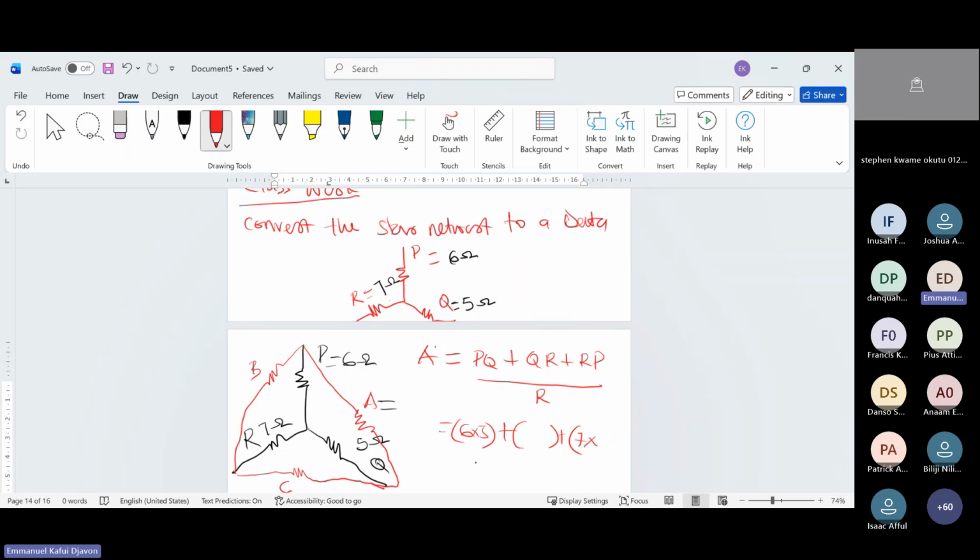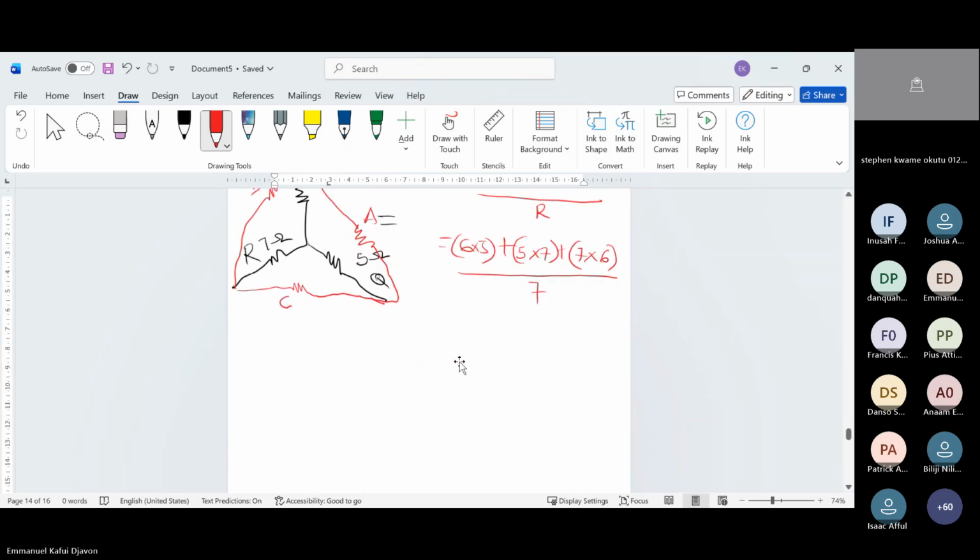Okay, 5, then 7 times 6, all over 7. All over 7. So that will give us what? The numerator will be what? 107. 107 over 7. That will give us what?